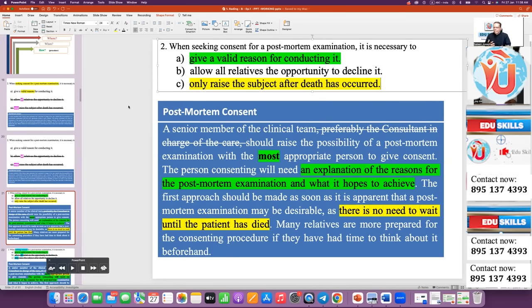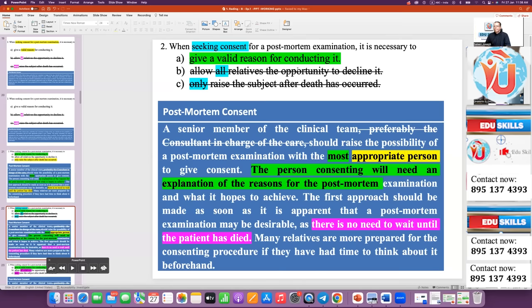This is how they prepare the questions. They have no other freedom. Those who prepare the question papers have clear cut restrictions. You have to have these strategies applied into each question. So many relatives are more prepared for the consenting procedure if they have had time to think about it beforehand. By informing them even before death, they can prepare themselves. So the reason is given. Ultimately, it is crystal clear how it works. So first one is the correct answer. No confusions, right? Even otherwise, we have eliminated with absolutes.